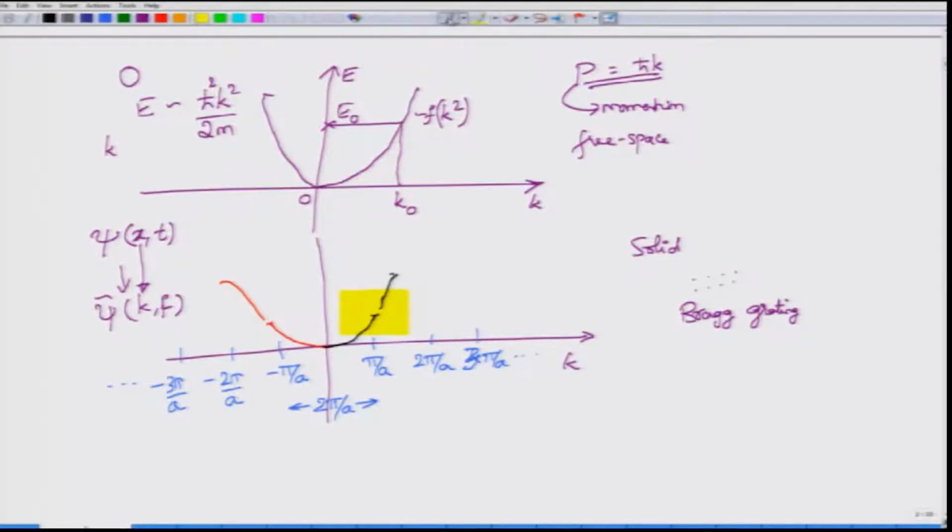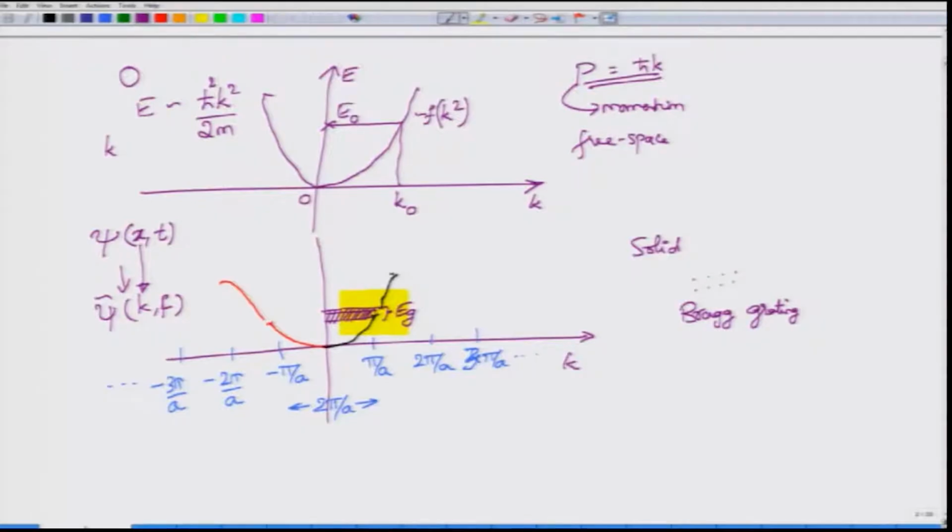If you try to find out the corresponding energy, if you want this particular energy to be there, then you see that for this momentum, the corresponding energy cannot exist. In other words, electrons are forbidden to have this energy. This is called the energy gap.